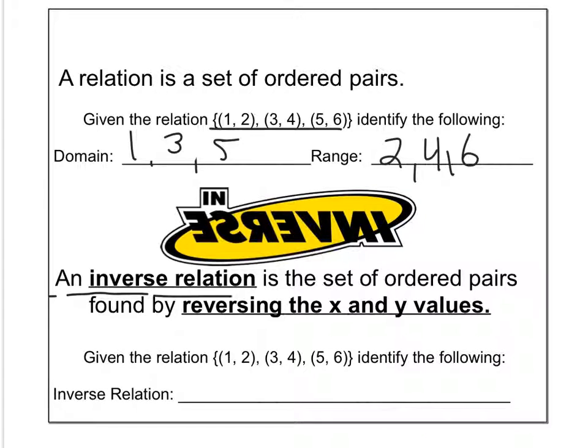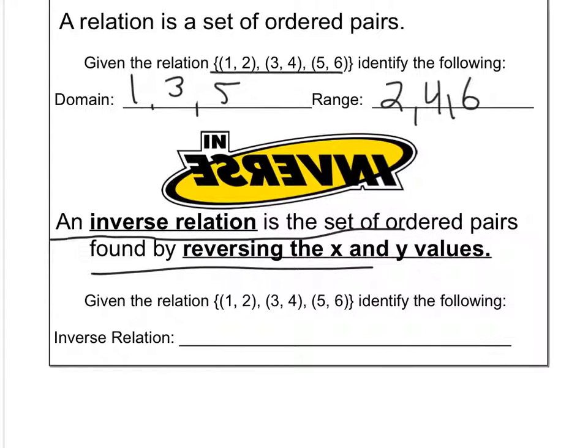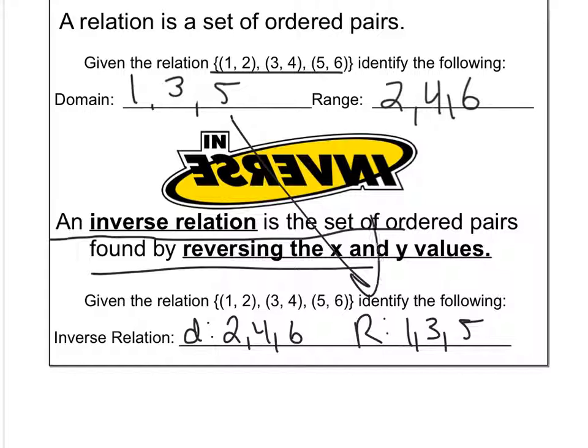So an inverse relation is a set of ordered values found by reversing the x and y values. So the inverse relation now is going to be this. Your domain is going to be 2, 4, 6, and your range is going to be 1, 3, 5. That's all an inverse is, just switching what the domain and range are.